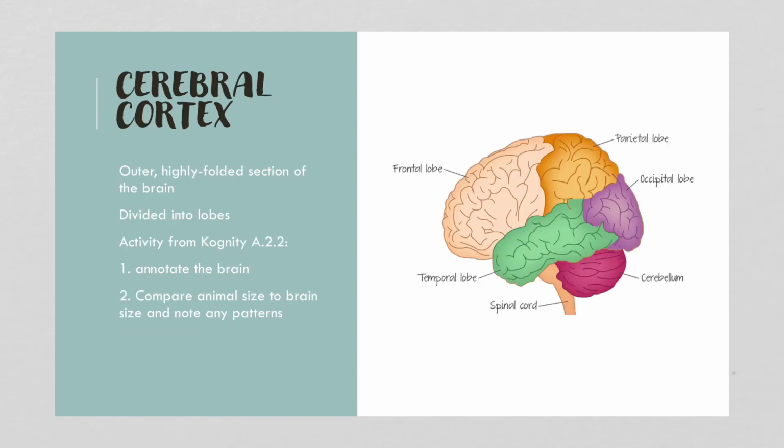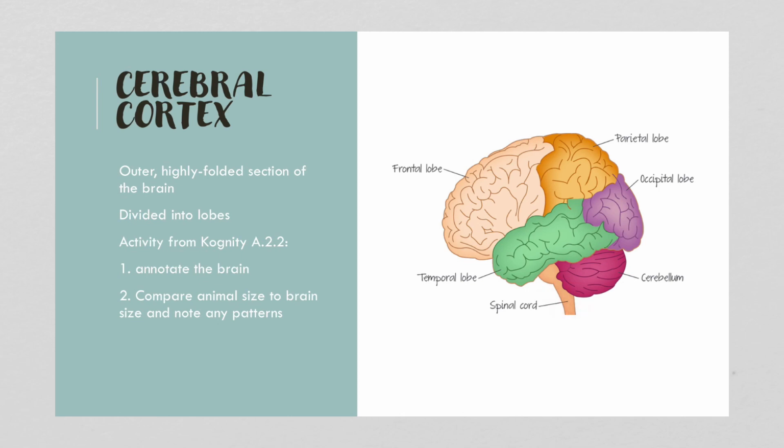So the cerebral cortex is the outer, highly folded section of the brain, and we can see here the different parts. It's divided into lobes. So there's the frontal lobe. Right behind it is the parietal lobe. Behind that is the occipital lobe. And on the sides, near your temples, is your temporal lobe. And then your cerebellum is at the back and at the base. And then your spinal cord is here.